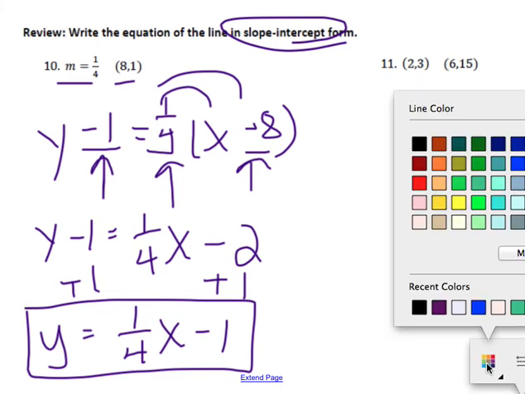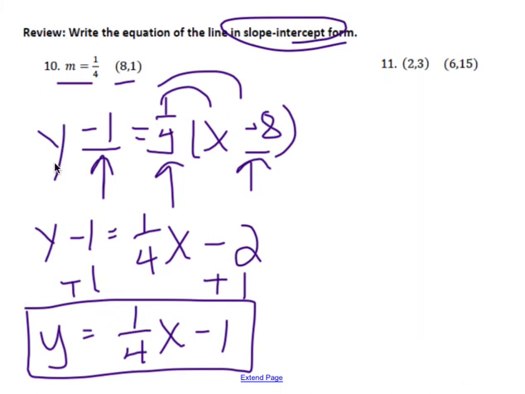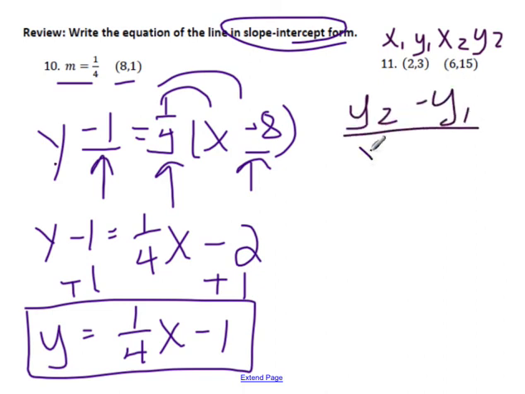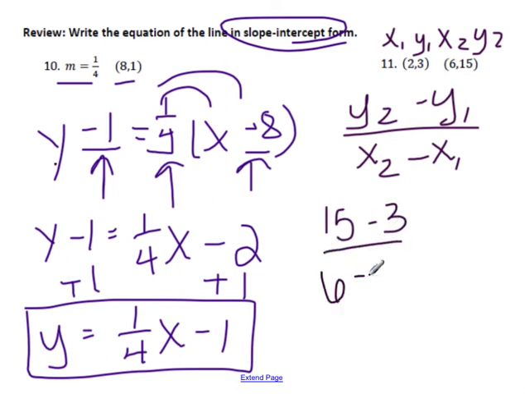Next, taking a look at number 11, what we need to do is first calculate out the slope. Now remember that the formula for the slope is y2 minus y1 divided by x2 minus x1. So let's go ahead and calculate that out. So y2 is 15 minus y1, which is 3, over x2, which is 6, minus x1, which is 2. 15 minus 3 is 12, 6 minus 2 is 4, and then 12 divided by 4 is 3.